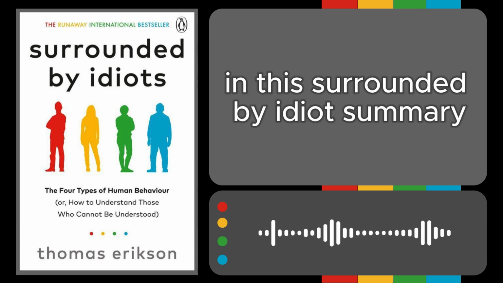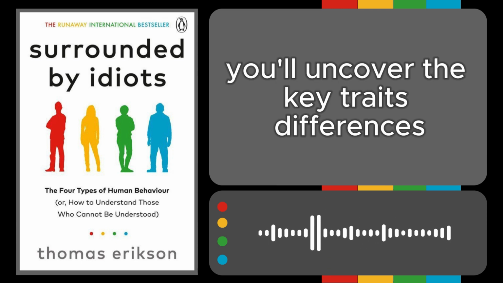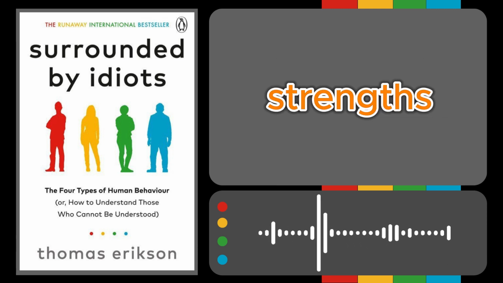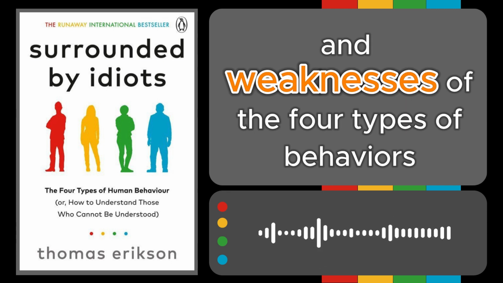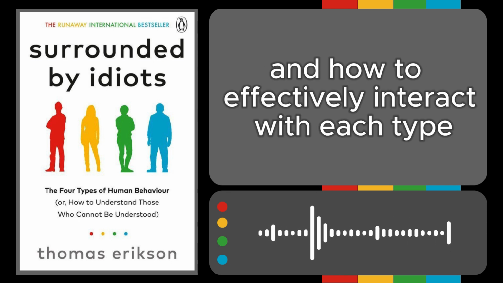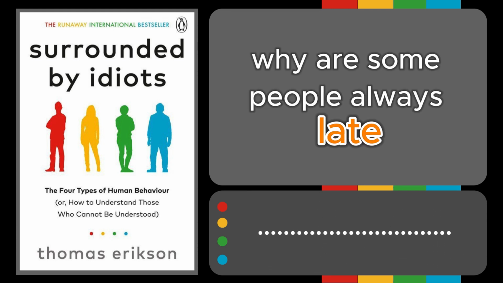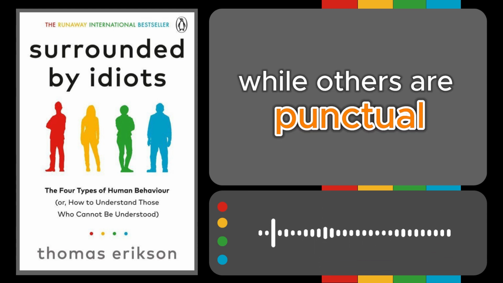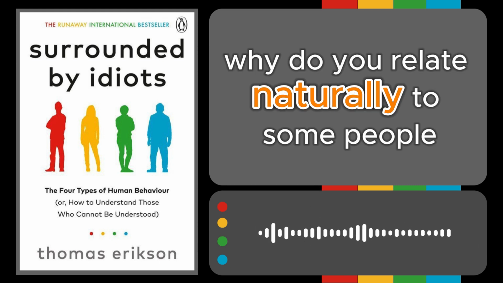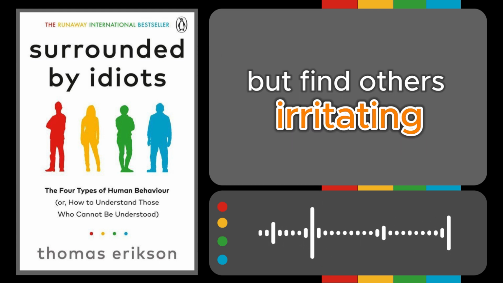In this Surrounded by Idiots summary, you'll uncover the key traits, differences, strengths, and weaknesses of the 4 types of behaviors and how to effectively interact with each type. Why are some people so quiet while others talk nonstop? Why are some people always late while others are punctual? Why do you relate naturally to some people but find others irritating?